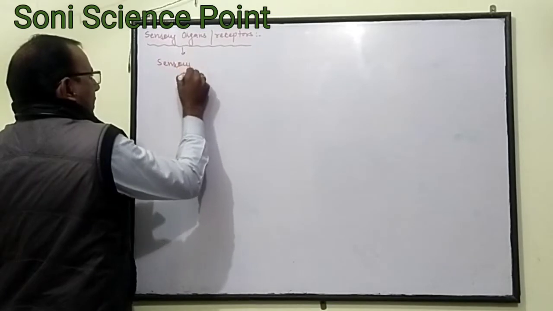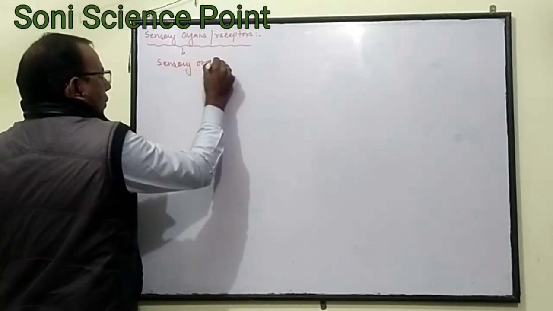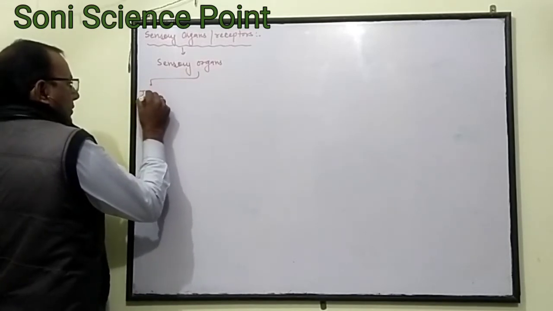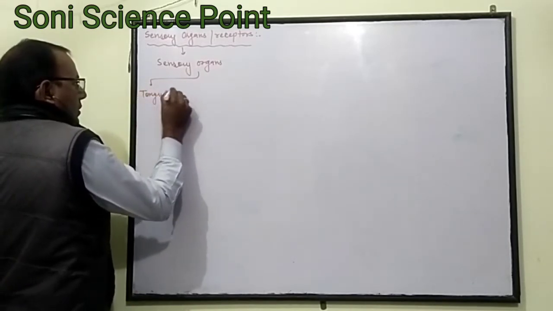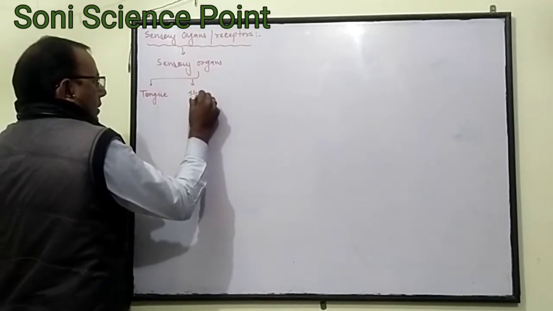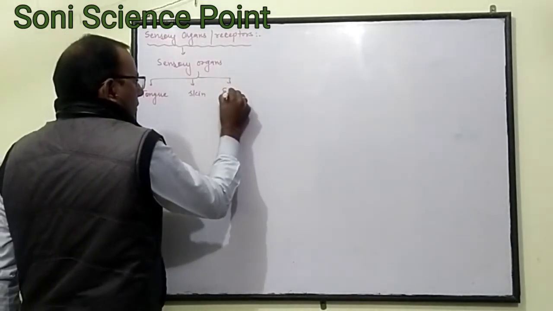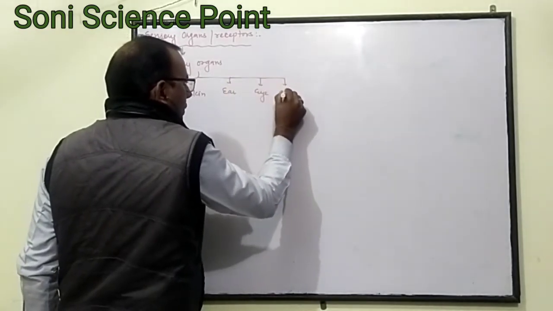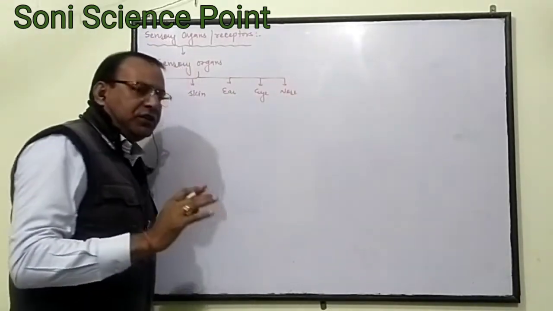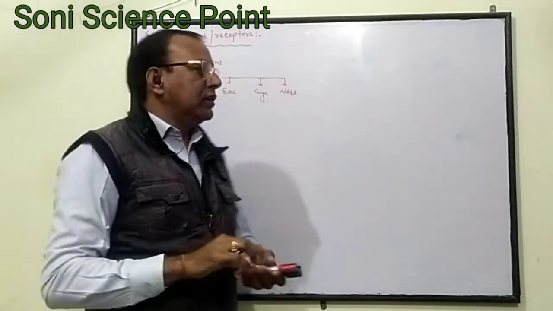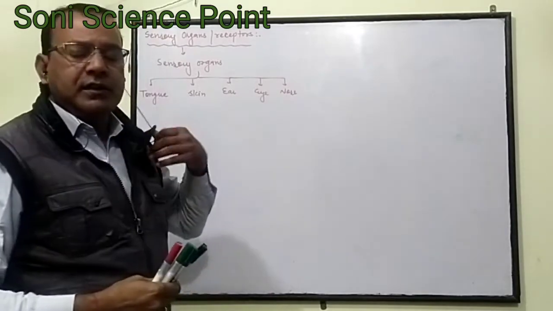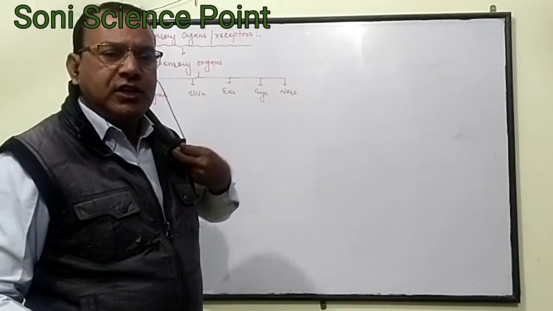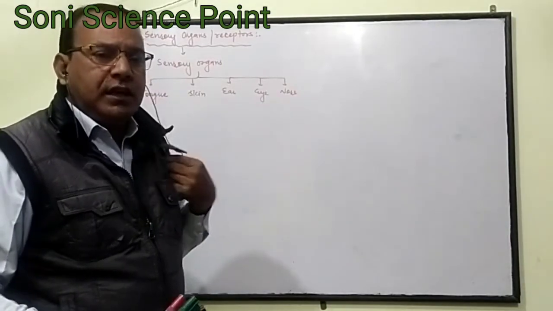And there are 5 sensory organs in human beings, and those 5 sensory organs are tongue, skin, ear, eye and nose. So for the different changes in our surrounding area, these receptors accept the climatic change, or we can say the surrounding area change, and then they send it to the CNS.